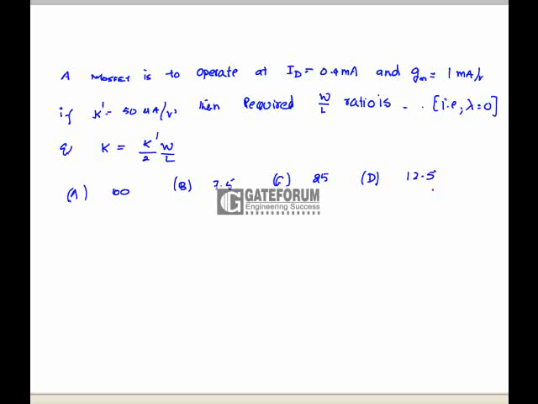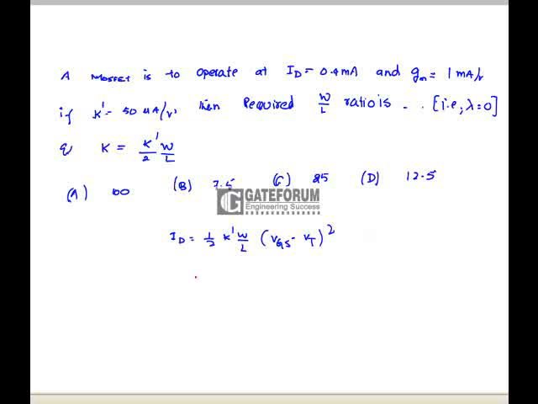A MOSFET is to operate at ID equals 0.4 milliamps and gm equals 1 milliamp per volt, if K dash equals 50 microamps per volt square. Then the required W by L ratio is? Here we are neglecting channel length modulation, that's why lambda equals 0. So ID is equal to 1 by 2 K dash W by L (VGS minus VT) whole square.